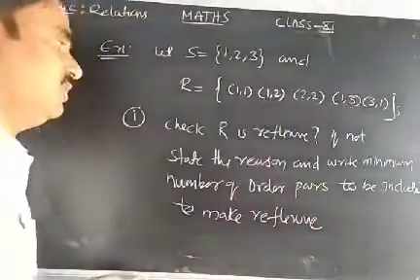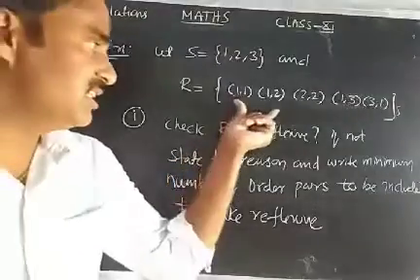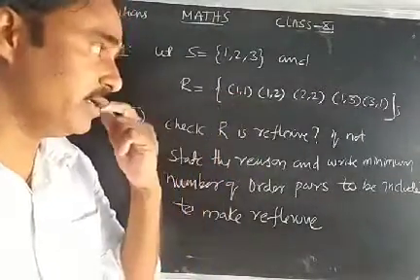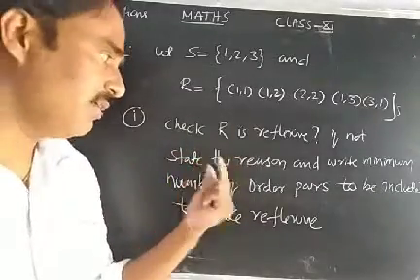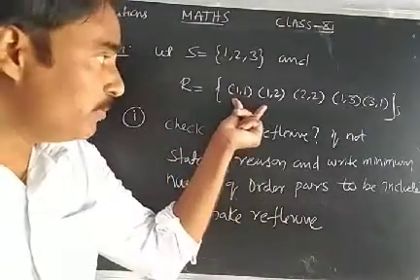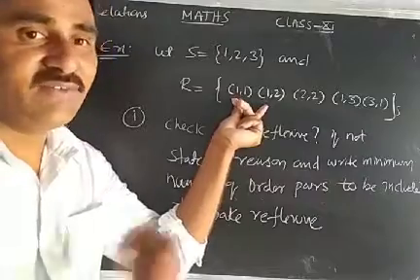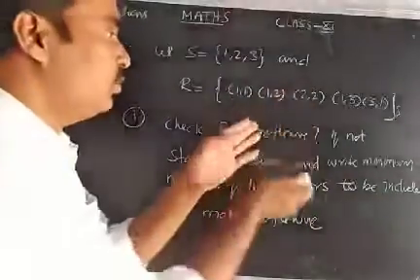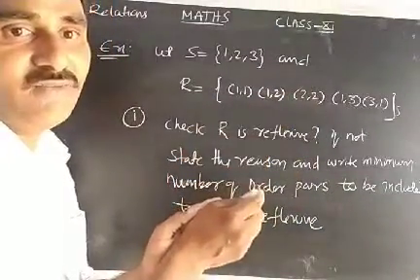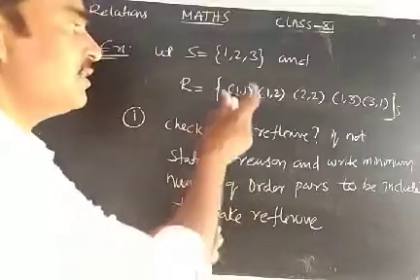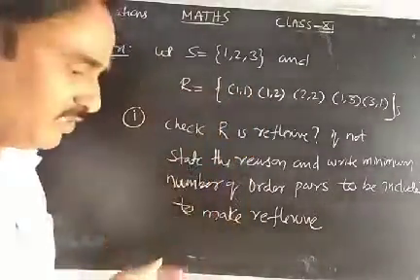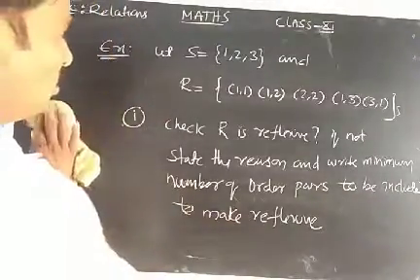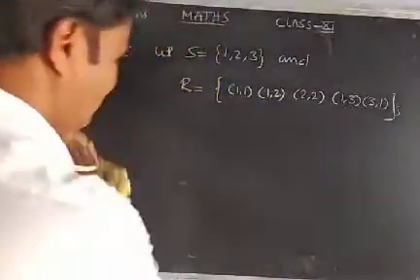Understand the question first of all. First we have to check whether this relation is reflexive or not. If it is not, you have to give the reason why it is not reflexive. After giving the reason, we have to count how many ordered pairs are needed to make this relation reflexive. Okay, right. Now I am going to solve this question.